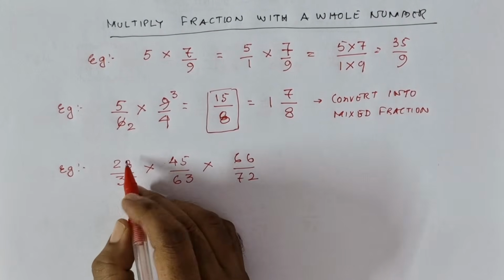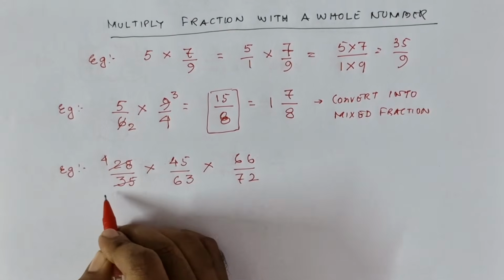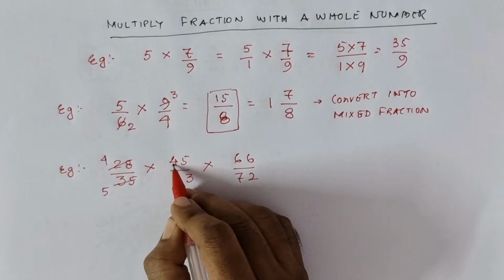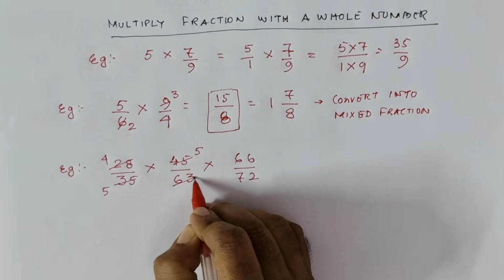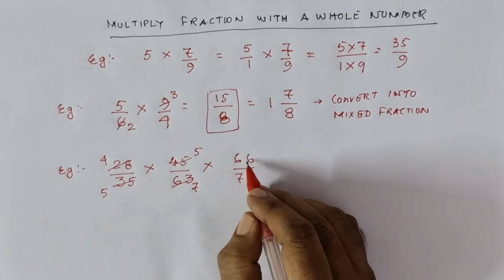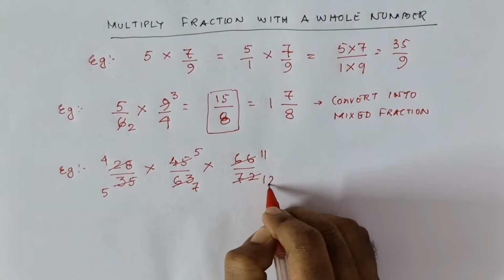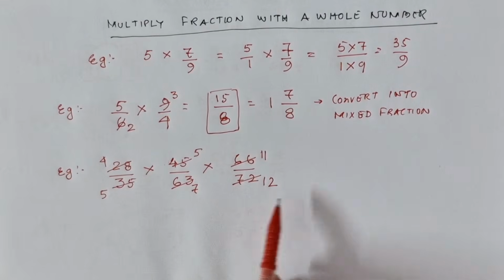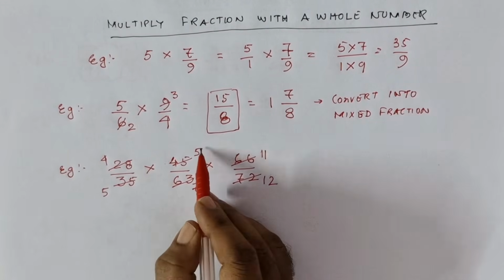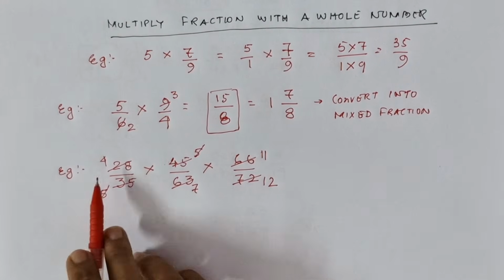So here I can reduce it by 7, 7 4s are 28, 7 5s are 35. Here I can reduce it, right? So this is 5, this is 7. How? 9 5s are 45, 9 7s are 63. I can reduce this also. 6 11s are 66 and 6 12s are 72. Now is there any way that we can reduce it more? Yes, see, here is 5 and here is 5. So 5 1s are 5, 5 1s are 5. Cancelled.